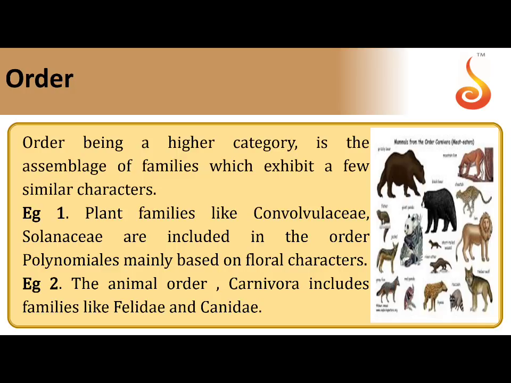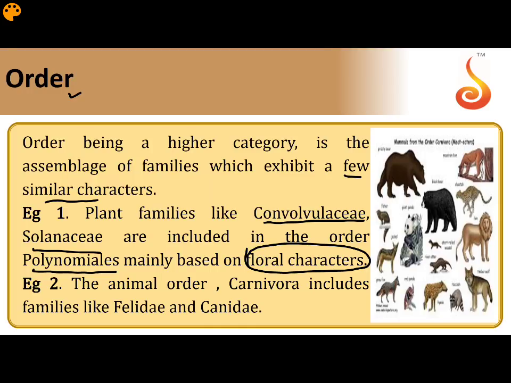Next came order. Order is an even higher taxon when compared to family. So, they exhibit even fewer similarities. If I have to define order, a group of related families is called an order. Example, families like Convolvulaceae and Solanaceae come under the same order called Polemoniales. This was all done based on the floral characteristics. What are floral characteristics? Type of androecium, type of gynoecium, they were related.